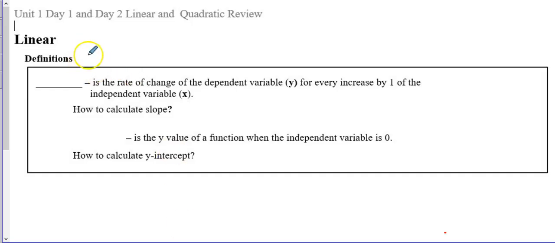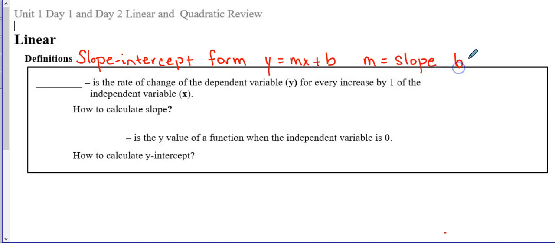I want to write that at the top here. Let's write slope-intercept. That slope-intercept form is y equals mx plus b, where m equals the slope, and the b is the y-intercept.